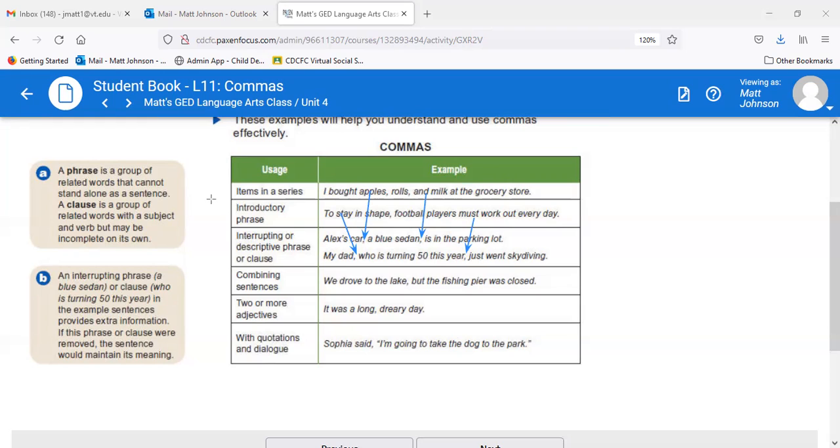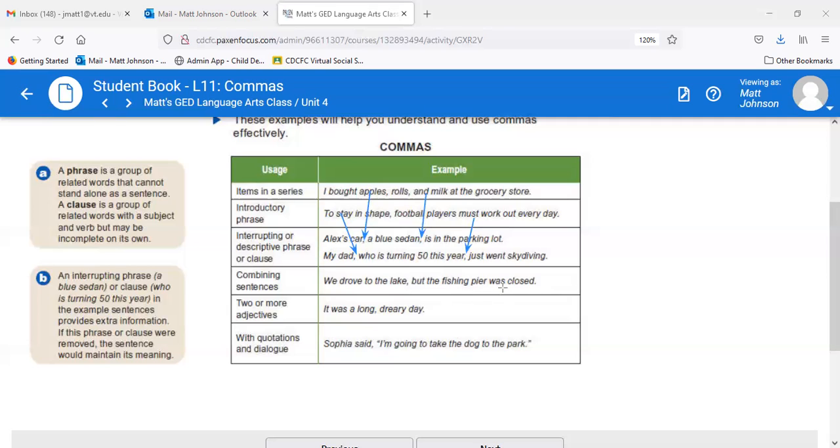And then next, sort of what we discussed with sentence fragments, we can combine sentences. This is what we're going to do in the next lesson too. So this is all kind of tying together. We drove to the lake, but the fishing pier was closed. We actually have two complete sentences here as well. We drove to the lake. That's a complete sentence. We have a subject, we, a verb, and then the follow-on to make it a complete sentence. We can remove but here and the comma, and we also have a complete sentence. The fishing pier was closed.